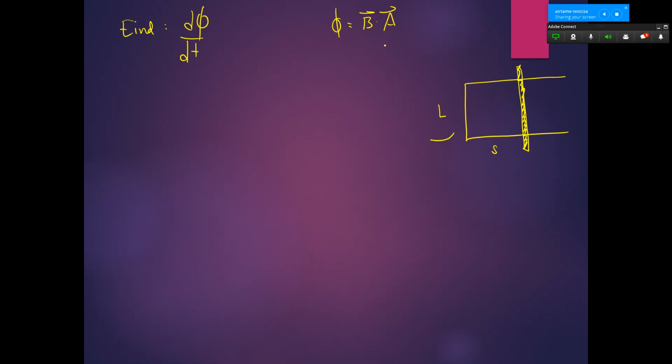So I can replace that here. Phi is going to be equal to the magnetic field multiplied by L multiplied by S. S is a variable because as you slide the bar along, it changes its position. So I can rewrite my equation: E induced is equal to the derivative with respect to time of, instead of flux now, B times L times S.